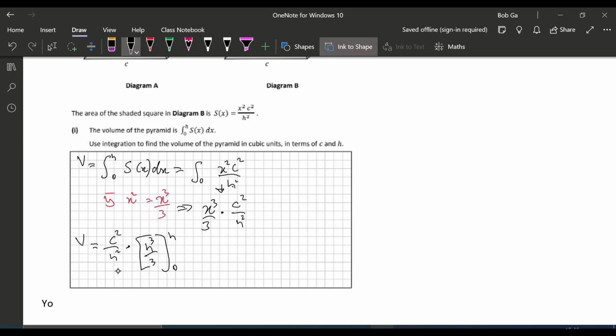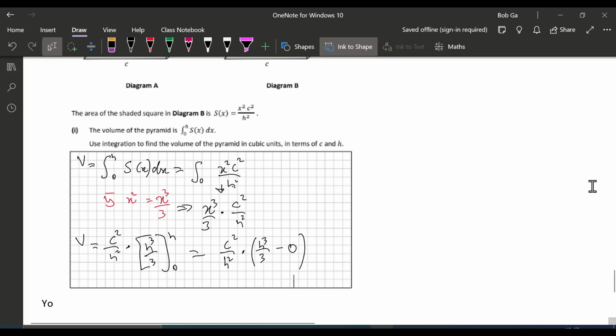So this simple substitution gives us c squared over h squared dot, and we're evaluating this now, h cubed over 3 minus 0. So that's our volume there.